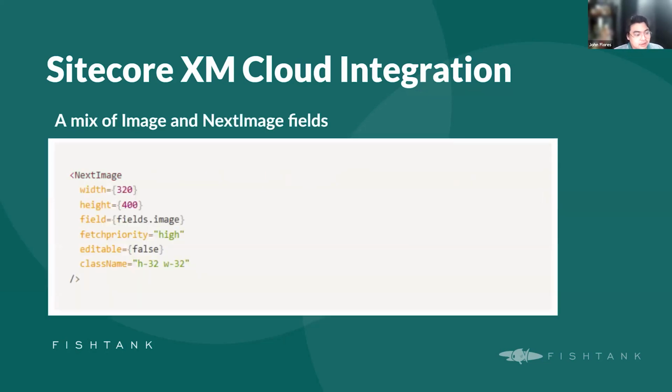And then I have another one that's sort of a mix of the two. The first one had the field, but this one has more fields into it. As you can see, I've added stuff like editable and fetch priority. These are a mix of things that were in the old image component and the next image. So it's pretty flexible now rather than having to manually switch between the two.